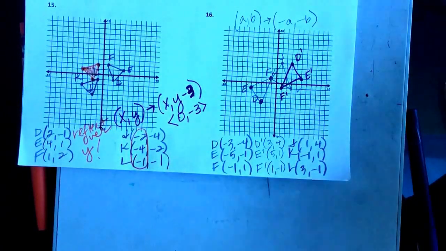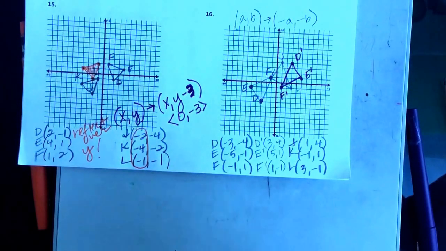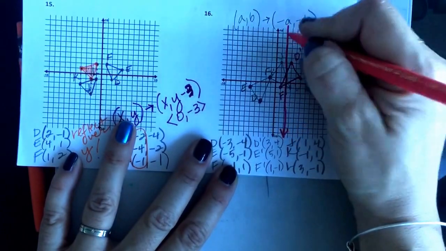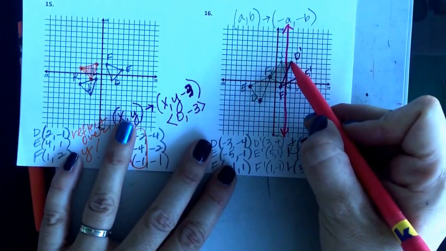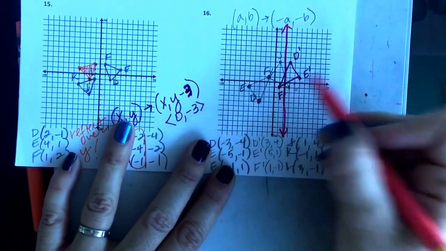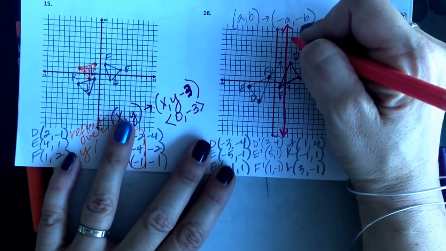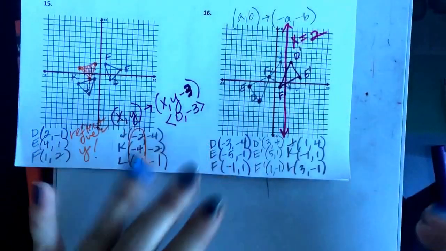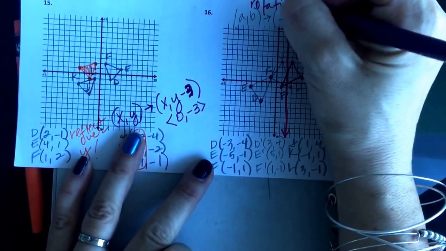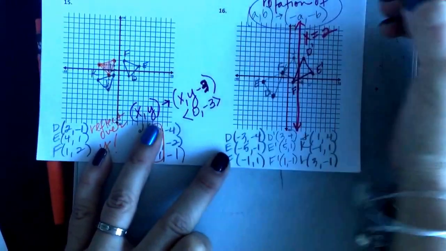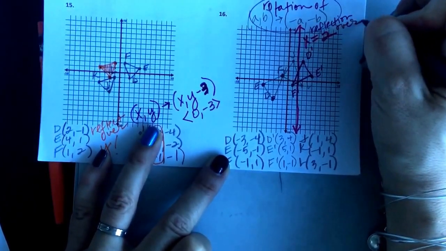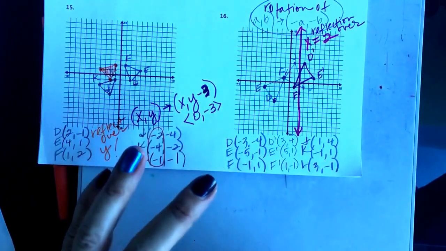And actually, I think this is going to pop out at you pretty quickly. Look at this line of reflection right here. This line of reflection would take D prime over to J, E prime over to K, and F prime over to L. That line is X equals 2. So for this one, a rotation of 180 degrees, followed by a reflection over X equals 2. These are really getting you to think and analyze.